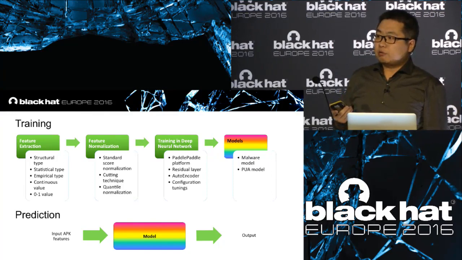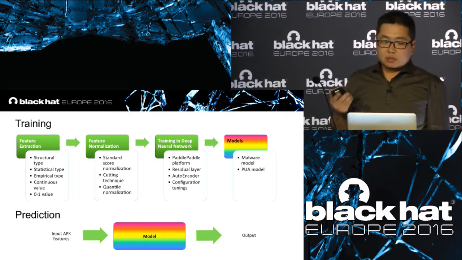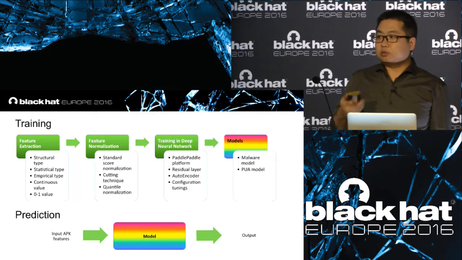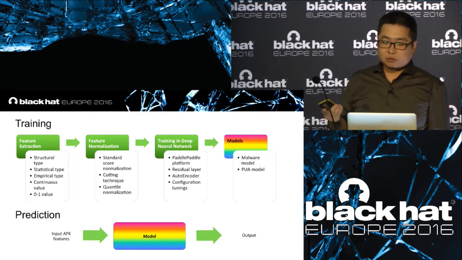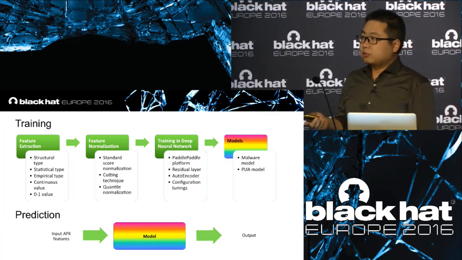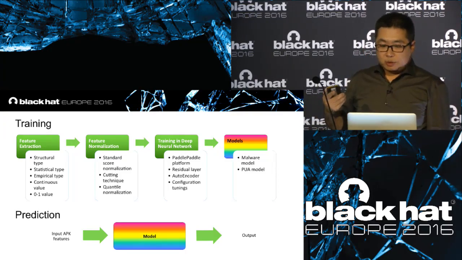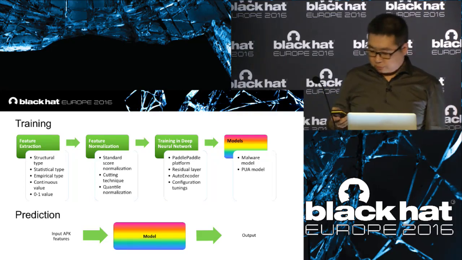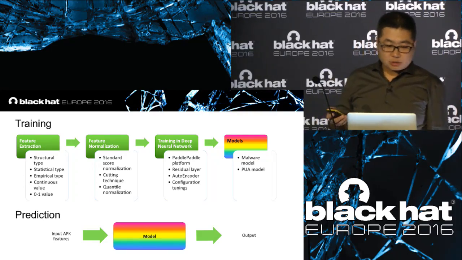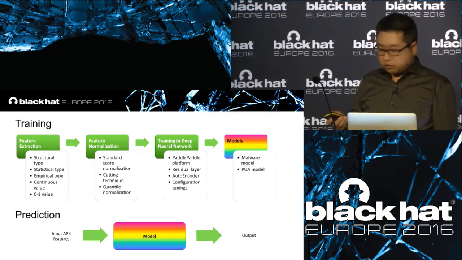Pick up an APK from the testing data sets, extract its features, and normalize the features, and input the normalized data into the model to get a prediction result. Is it a malware, a PUA, or a benign app? The next three slides will be the focus of today's talk.